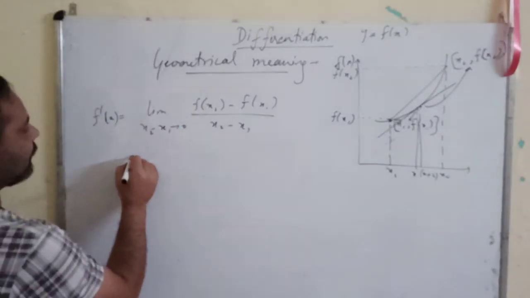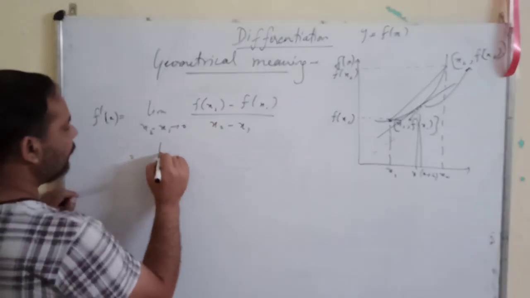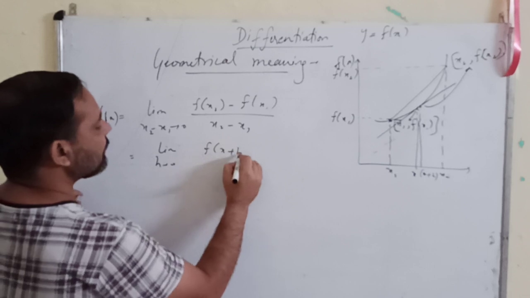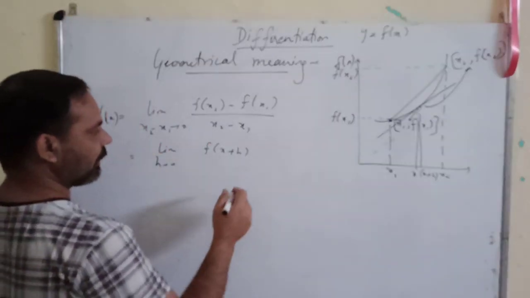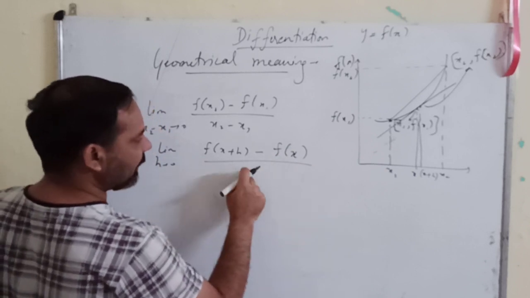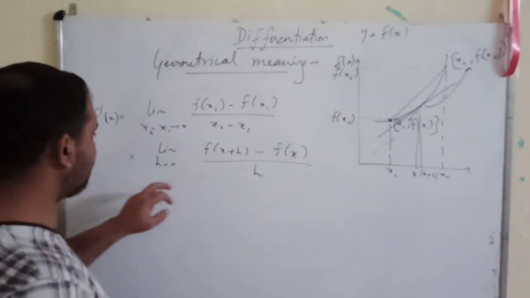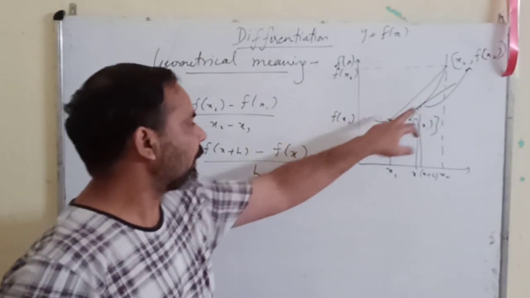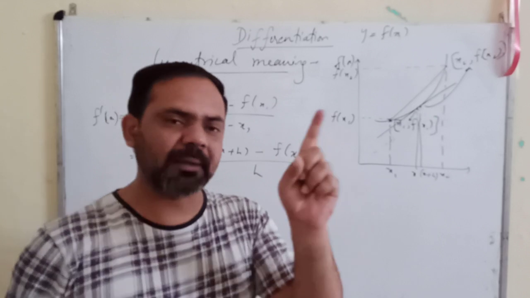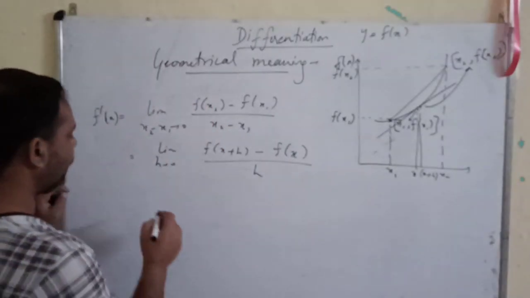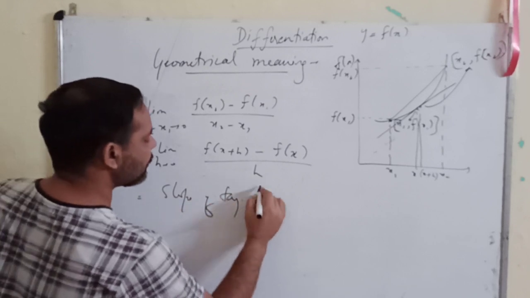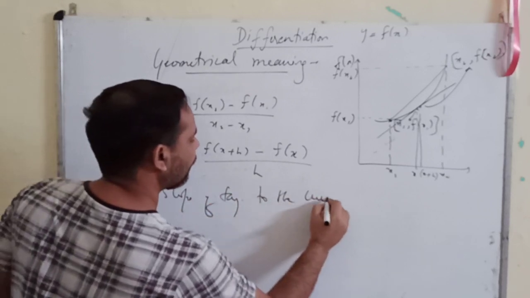So what simply is this? This is the limit h tends to 0, f(x2) is f of x plus h, because your x2 is x plus h here, minus f(x), upon x plus h minus x, which becomes h. So this becomes your derivative, and geometrically what we found here is the slope of the tangent to the curve.